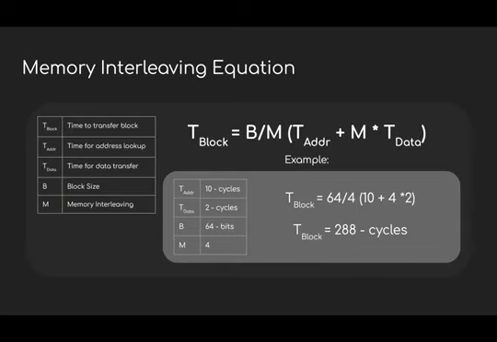This means that bandwidth is obviously a much more efficient form of memory transfer optimization. And that is, in a nutshell, the memory transfer optimizations of increasing your bandwidth or memory interleaving.